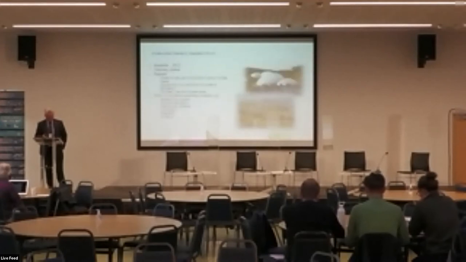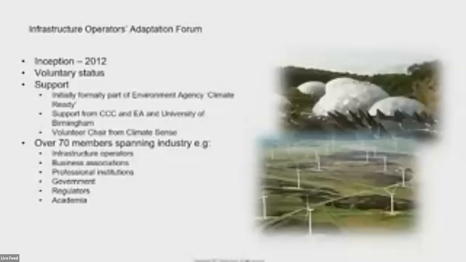It's a group of volunteers from many organizations, and we've got over 70 members, and we meet every 4 months as a group, and we usually get 25 or 30 people turning up to the meetings, which is really good. We were originally part of the Environment Agency's Climate Ready service in the early 2010s, and that stopped, but we still get support from the Committee on Climate Change and from the Environment Agency and from the University of Birmingham as secretarial and other support. And I'm the volunteer chair of this group.